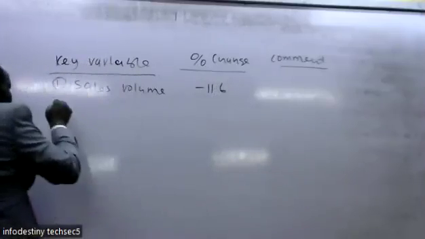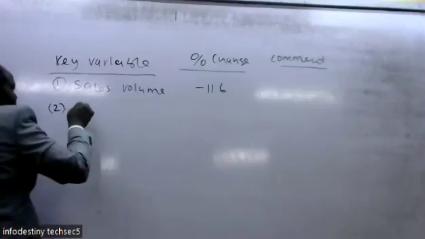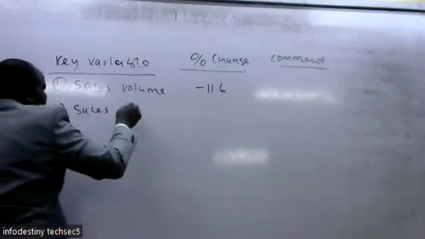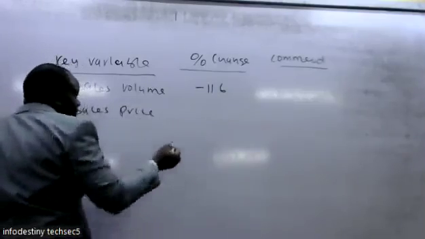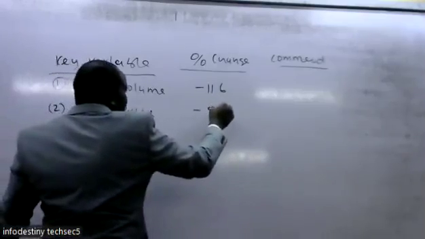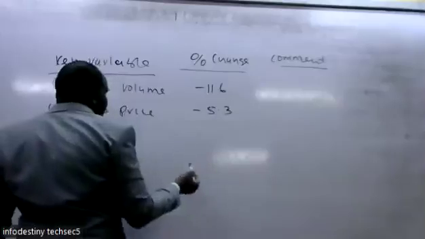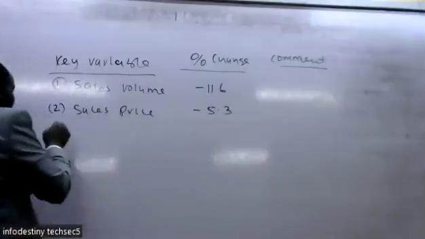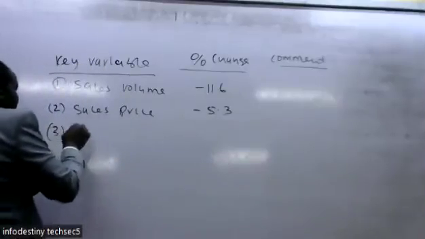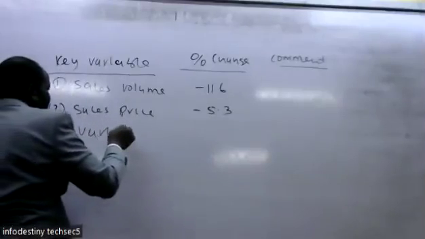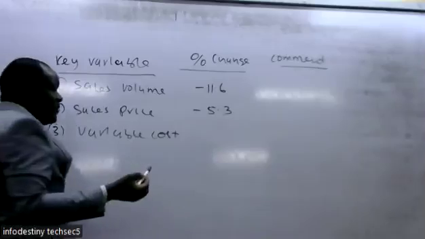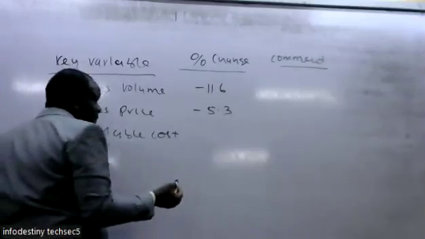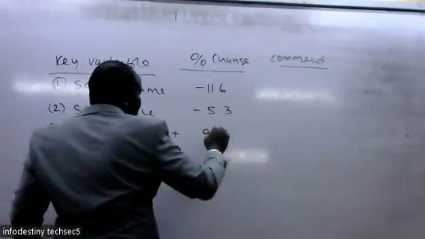11.6. The second one was the sales price. Negative what? Negative 5.3. Then the last one, we say it is variable cost. So for the variable cost, you are telling me it is 9.7.